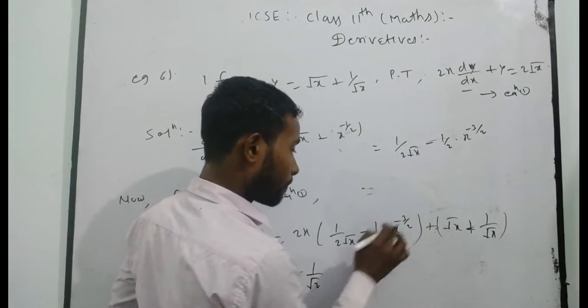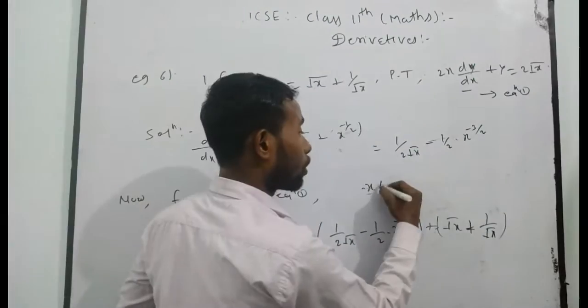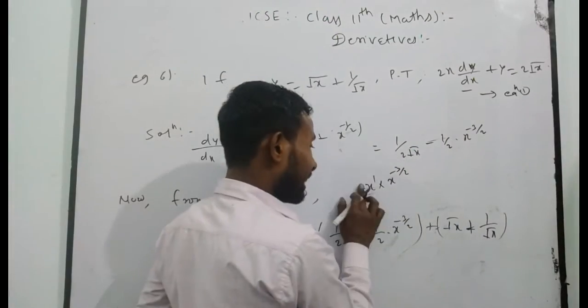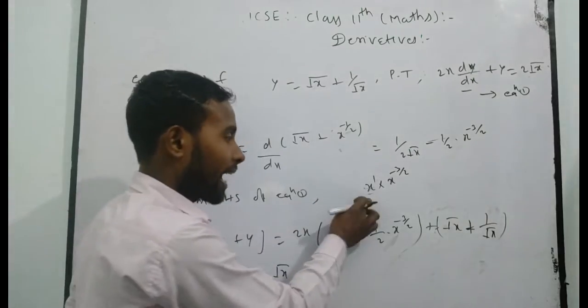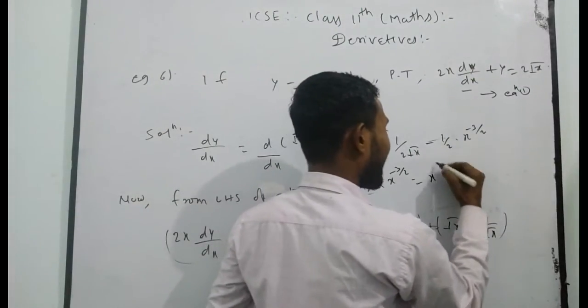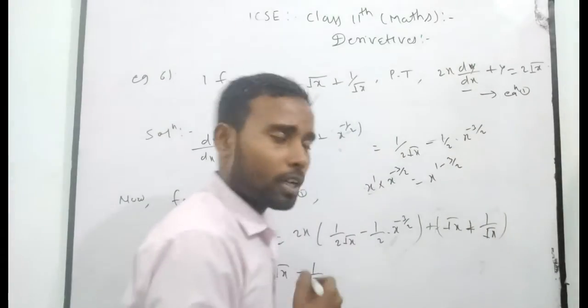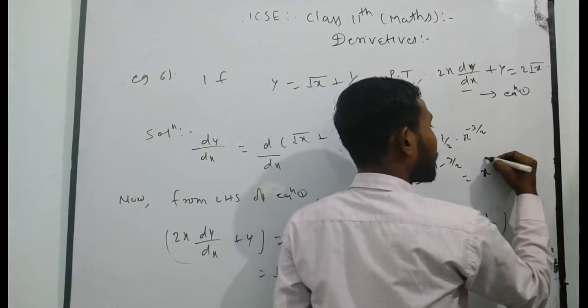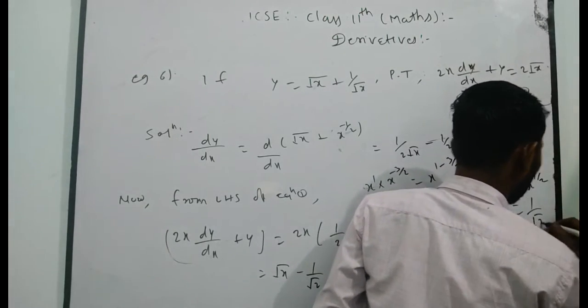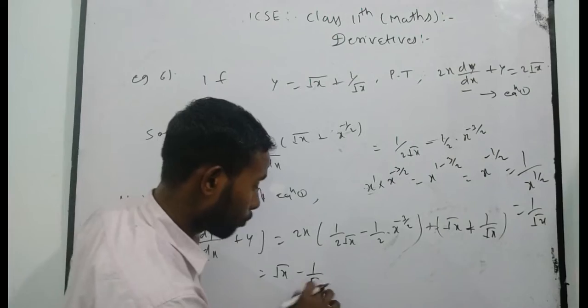X into x to the power minus 3 by 2. Here x to the power 1. Here in both terms, x to the power 1 and x to the power minus 3 by 2 have the same base. So you can add 1 minus 3 by 2. In that case, you get x to the power minus 1 upon 2, which will be 1 upon x to the power 1 by 2. That will be 1 upon root x. I have written directly 1 upon root x here.